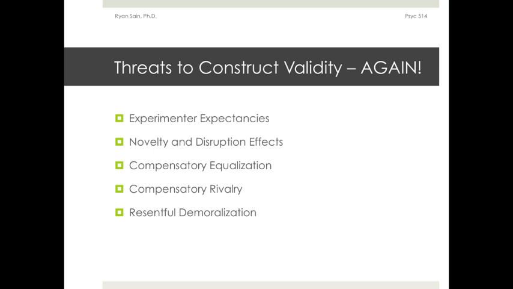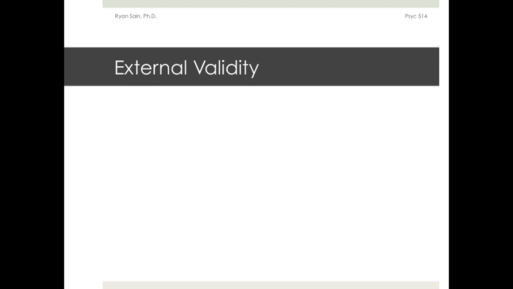Another one is resentful demoralization, right? You're resentful that you're part of this one group, right? And it demoralizes you and causes you to change your scores. Right? Treatment diffusion, this is where the two groups talk to each other, right? And the effect of the independent variable bleeds over to the control group simply because they're talking about what's going on, right? Or somehow experiencing that independent variable even though they shouldn't be.